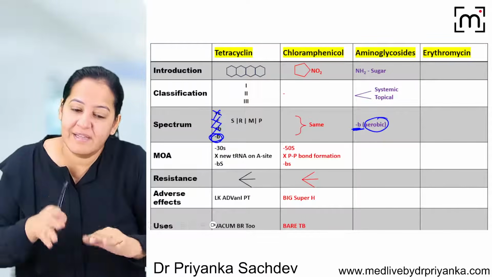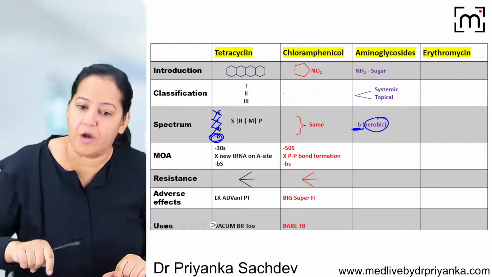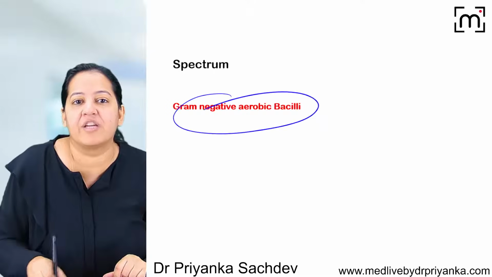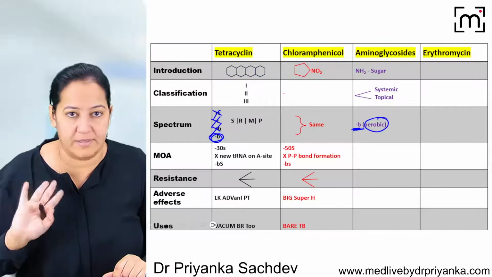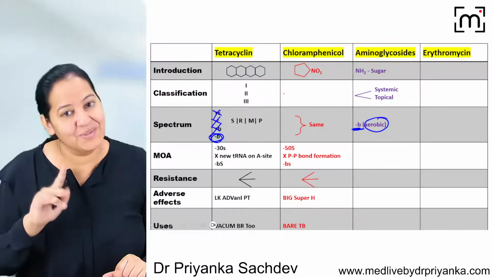It's narrow. It kills only gram-negative bacilli, that too aerobic. That is aerobic gram-negative bacilli. That's it. Not other drugs. Say yes. So this is the spectrum.